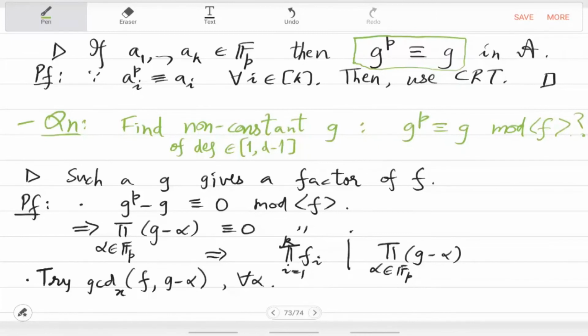Clearly, since f divides the product, all the GCDs cannot be 1, right? Somewhere there has to be a non-1, but then that non-1 cannot be f, because the GCD will have degree less than d. So something will factor.